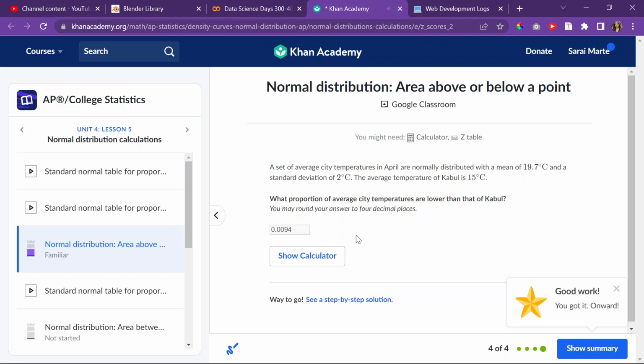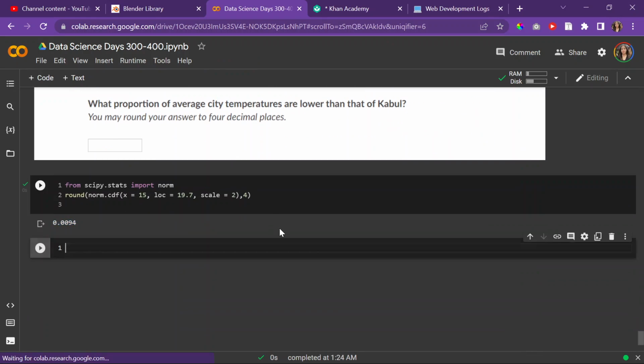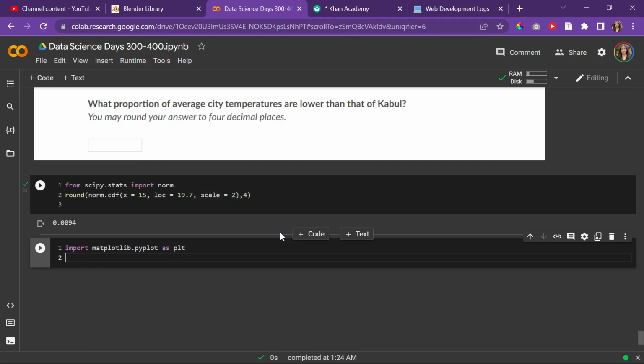But now I want to show how to do this with the TI-83 and TI-84. So first I'm going to do kind of like a graph. To put it in context, I have to import matplotlib.pyplot when I want to graph. I want to also import numpy so I can get some x values here.